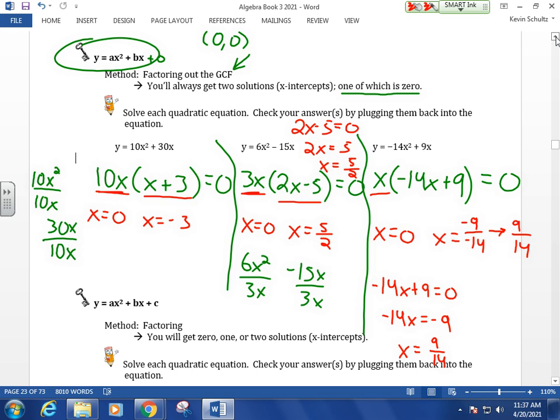After the negative 14x plus 9 did you divide to get that? First, I subtracted 9 to move it over to the other side. And then I divided by negative 14, which a negative divided by a negative is how I got positive 9/14 as an answer. Okay.